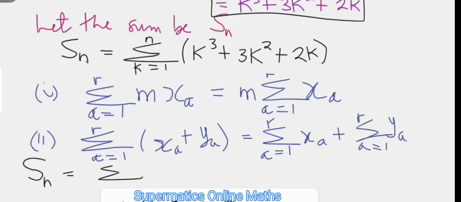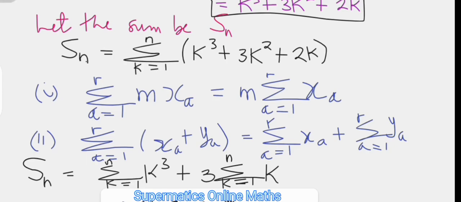Applying this on the sum Sn above, we have Sn becoming the sum k equals 1 to n of k cubed plus, there is a constant 3 multiplying k squared, so that becomes 3 times the sum k equals 1 to n of k squared, plus 2, the constant multiplying k, summation k from 1 to n.